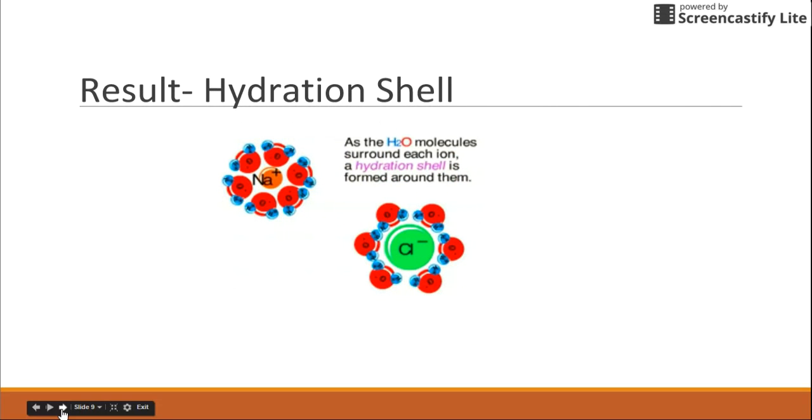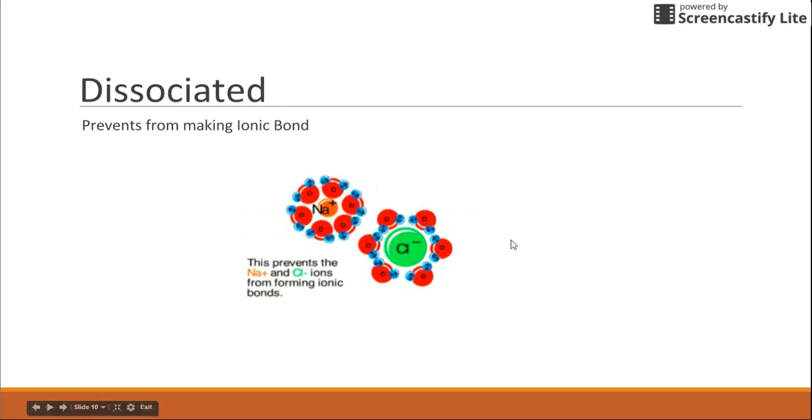And when it does, the result is a hydration shell around each of the ions, peeling each ion away from the crystal structure and getting dissolved in the water. So as you see here, the positive sodium ion is surrounded by water. We call this a hydration shell. This shell is formed around each of the ions. Water is a polar molecule, and the negatively charged end of the molecule is attracted to the sodium ions, while the positively charged end of the water molecule is attracted to the chloride ions. And they dissociate.